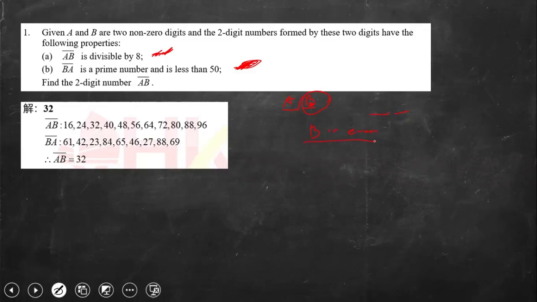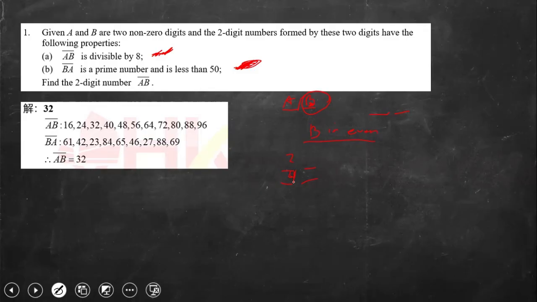Next, what are the even numbers? If we let B be even and that it's less than 50, the possible values here are 2 and 4. Okay, so now we have an idea of what AB might be, because we now have 2 and 4 as the tens digit.